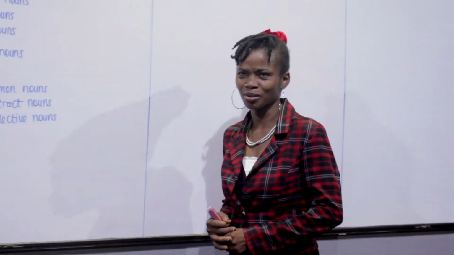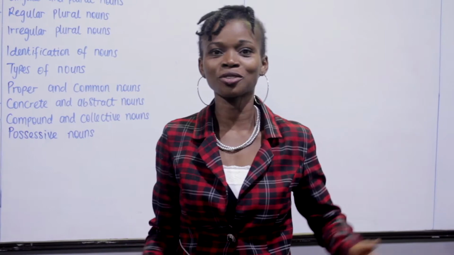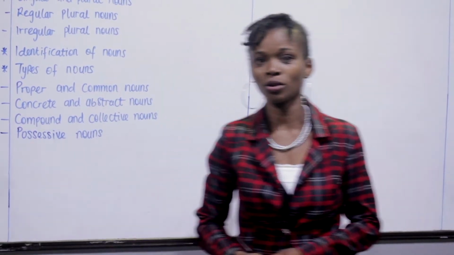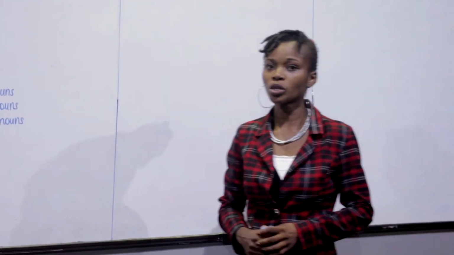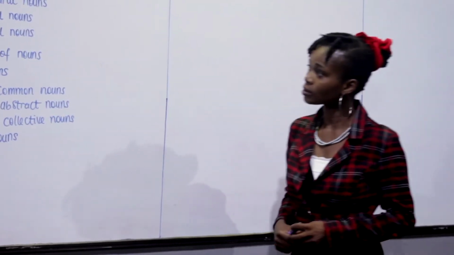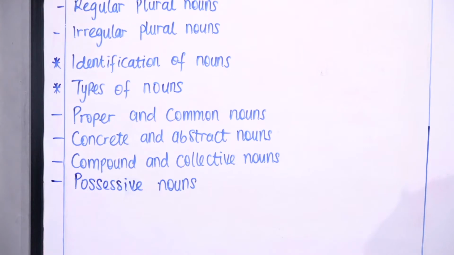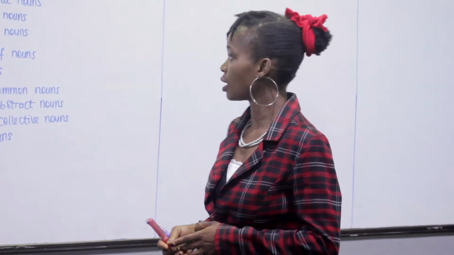You might be wondering, nouns, I was taught nouns in primary school, and you know a lot about nouns, but you may never be able to cover it all. That is why we're going to cover some important parts of nouns. So today we're going to learn the definition of nouns, the singular and the plural nouns, the regular plural nouns, irregular plural nouns, identification of nouns, types of nouns, and we're focusing on proper and common nouns, contrasting them, concrete and abstract nouns, compound and collective nouns, and of course possessive nouns.